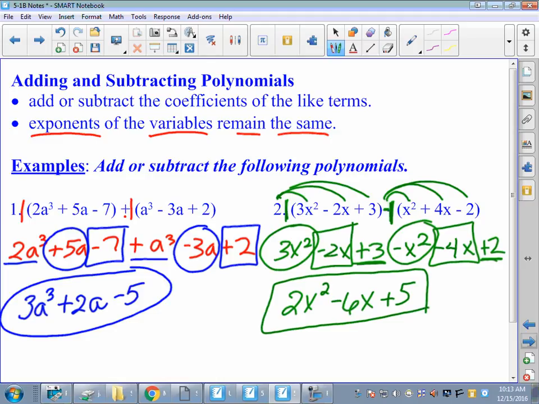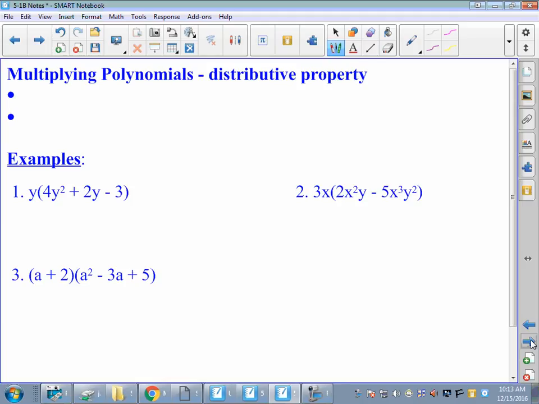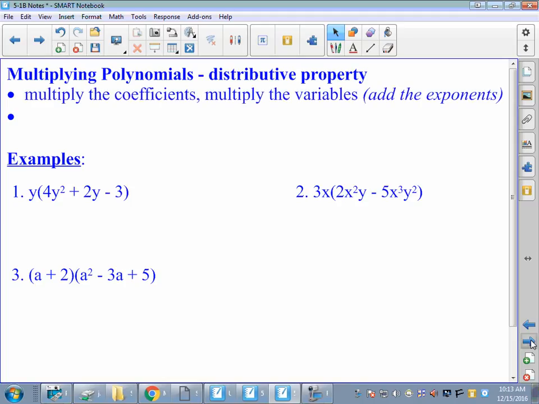That's adding and subtracting. To multiply, we've already done this. So this is just our formal review of multiplication. We really haven't done a whole lot like number 3, so I'll show you number 3. Multiply the coefficients, multiply the variables. So whatever numbers get multiplied together, and then the variables get multiplied together. If you multiply variables, remember we add the exponents. And then if you can clean up afterward, go for it.